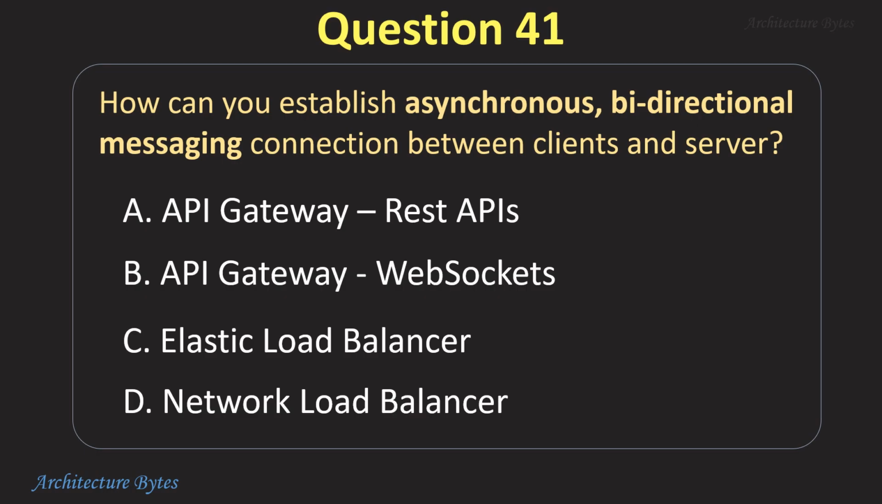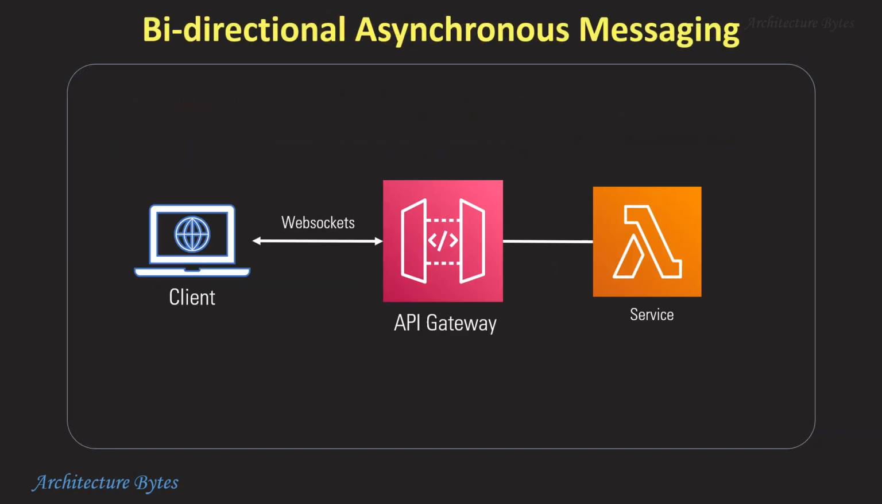How can you establish asynchronous bidirectional messaging connection between clients and server? WebSockets with API Gateway provides real-time two-way communication between web clients and backend services on AWS. This establishes a full duplex persistent connection allowing bidirectional data flow unlike traditional HTTP requests. API Gateway routes incoming WebSockets messages to appropriate backend services like Lambda functions. This setup is ideal for scenarios requiring live updates like chat apps or collaborative editing.